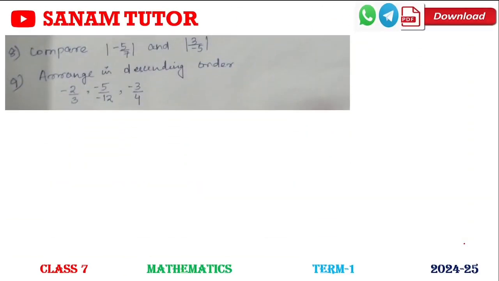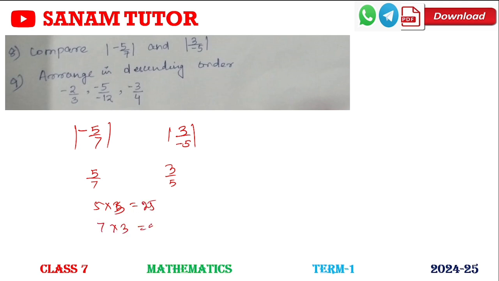Okay, compare. The first one is mod of minus 5 by 7 and mod of 3 by minus 5. Mod means only the number, right? Then here 3 by 5. So now cross multiply: 5 into 5, that is 25. 7 into 3, that is 21. The first one is greater.